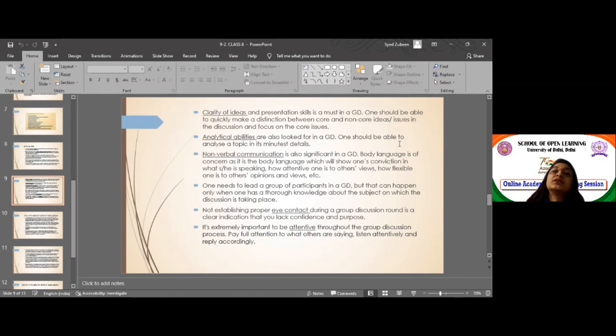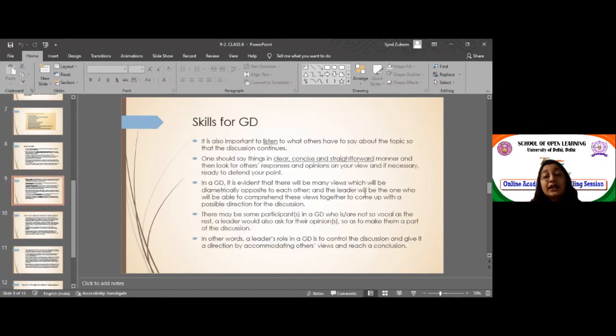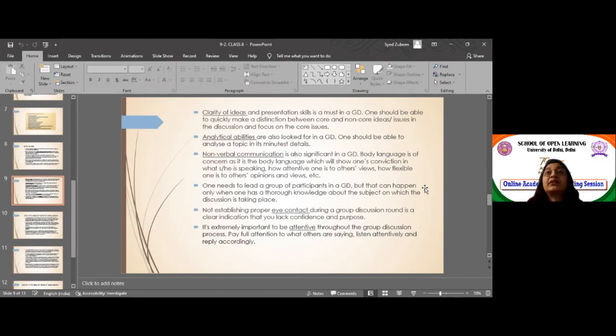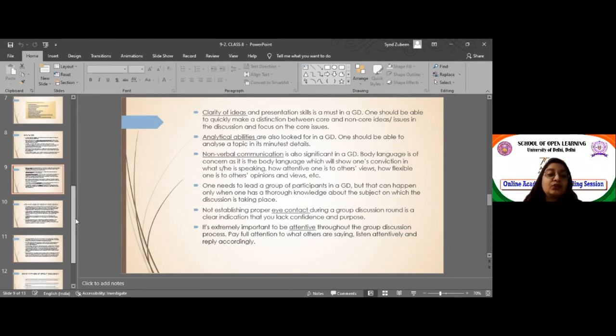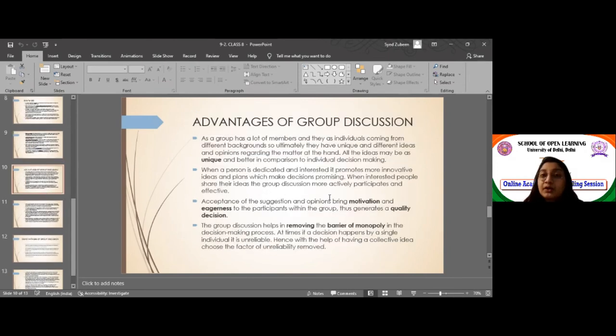should be in accordance with what you're speaking. Then eye contact, try to maintain eye contact with everyone that you're replying to, and be attentive, know what is being talked about, and then respond accordingly.